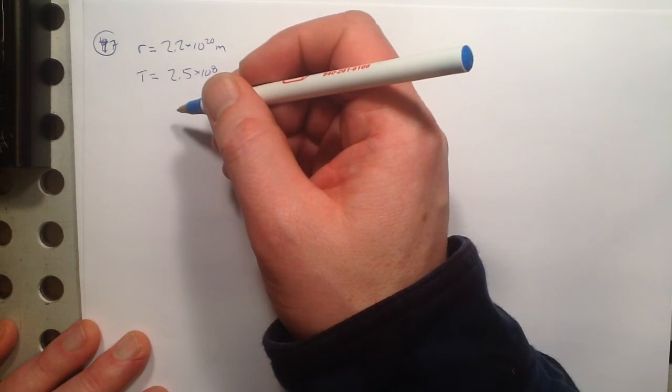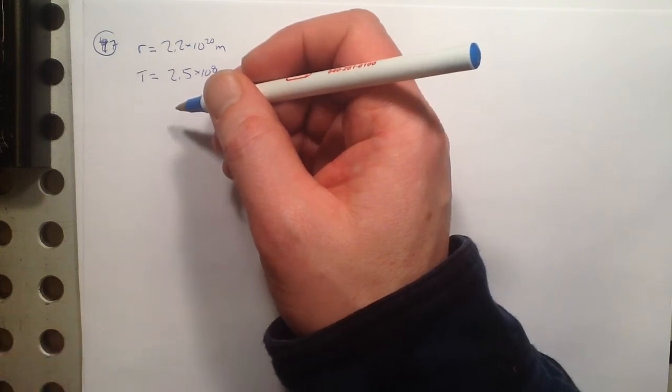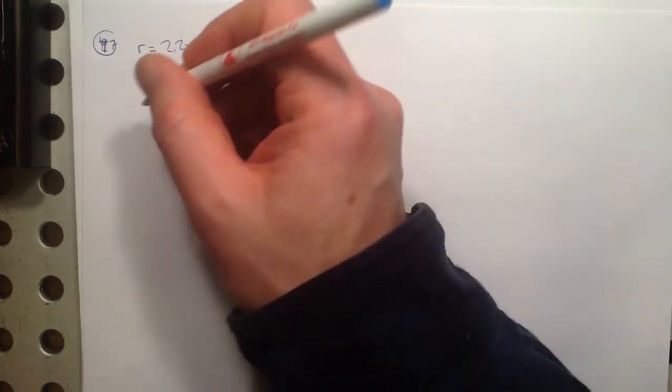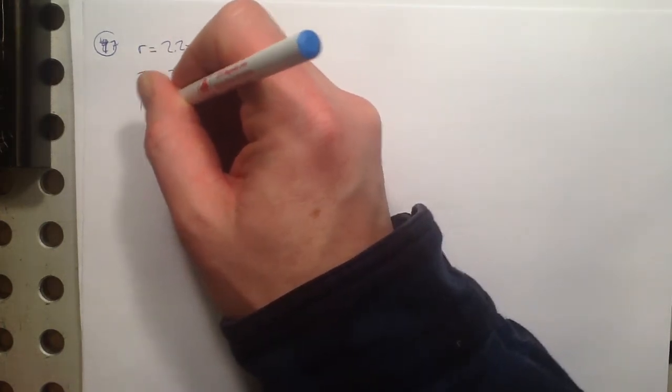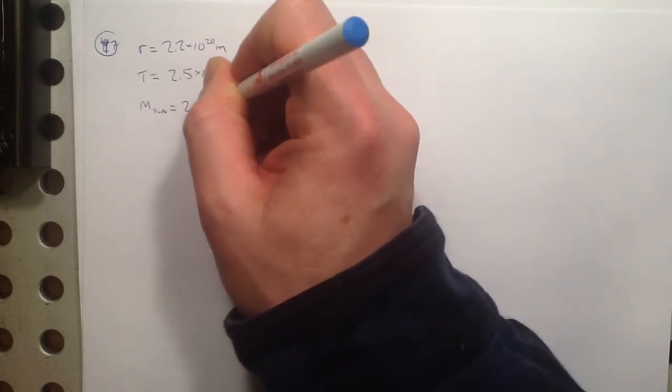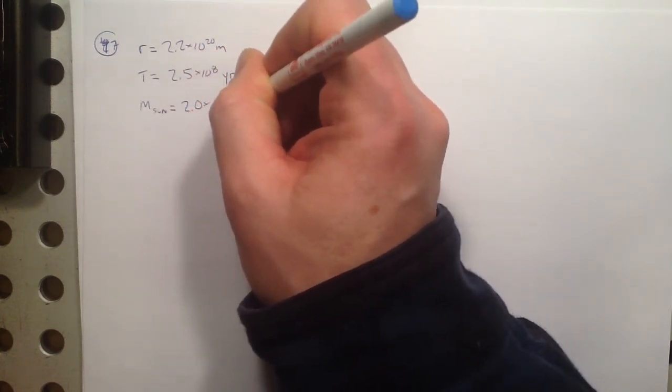So, anyway. Assuming each star in the galaxy has a mass about equal to the Sun, and the mass of the Sun is about 2 times 10 to the 30th kilograms.